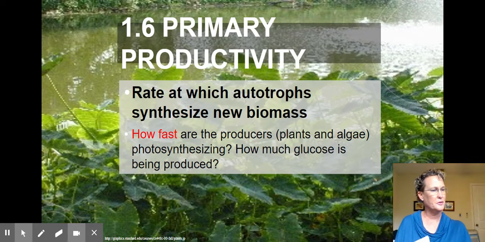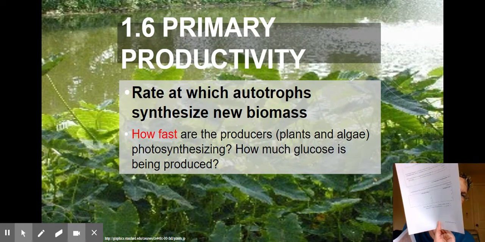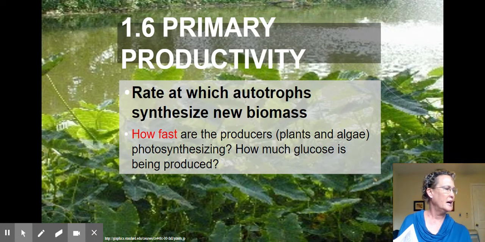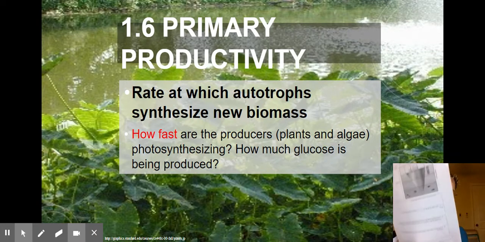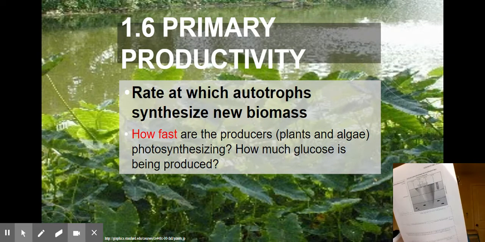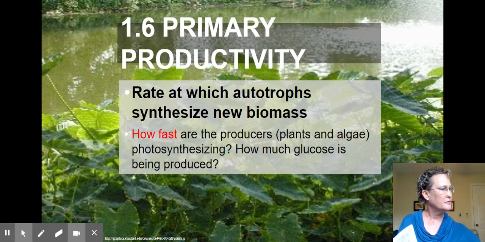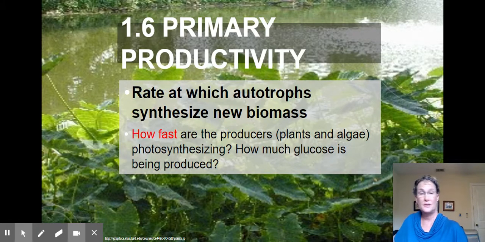We'll be taking notes on 3 pages. You're going to need that page, and then you're going to be doing a little bit of work on this last page here. I'll be showing you a color picture of that aquatic light penetration, so it's easier to see. We are looking at how fast the producers, the plants and algae, photosynthesize and how much glucose is being produced.